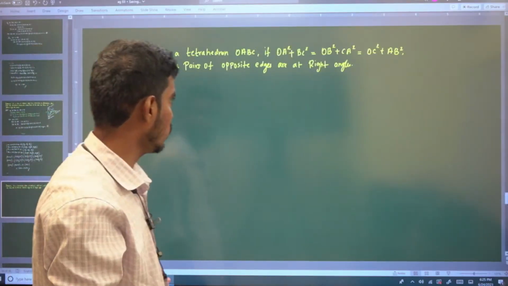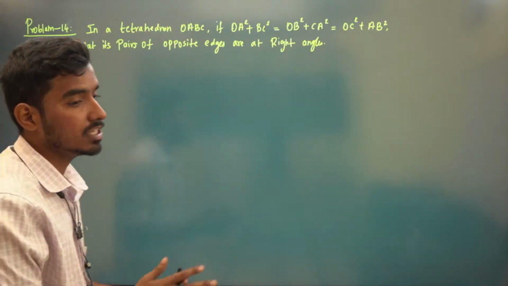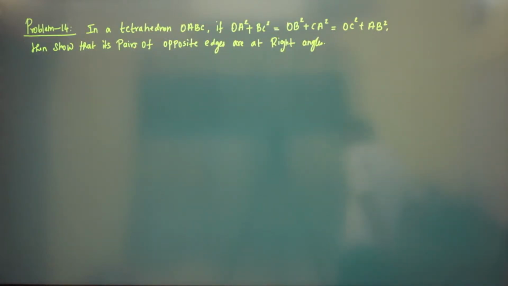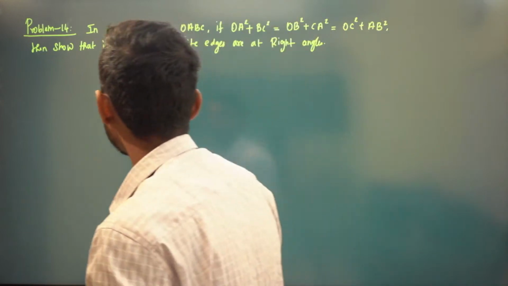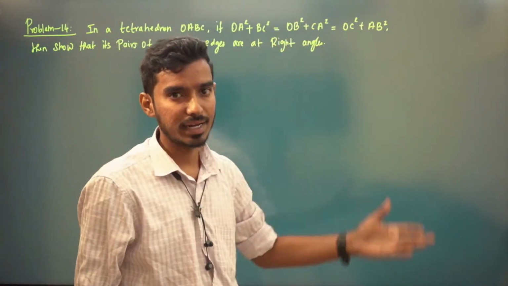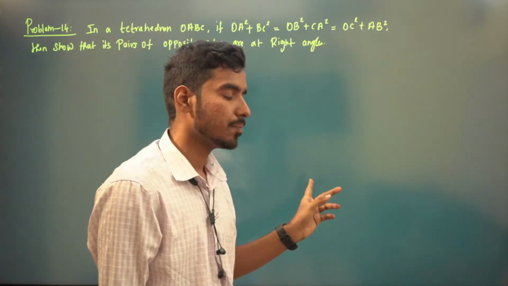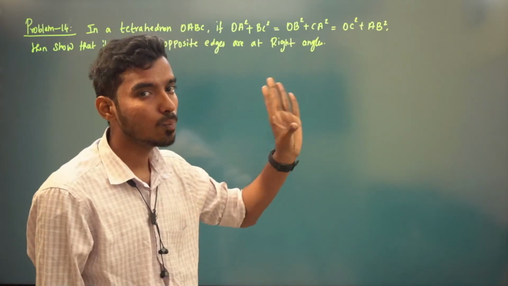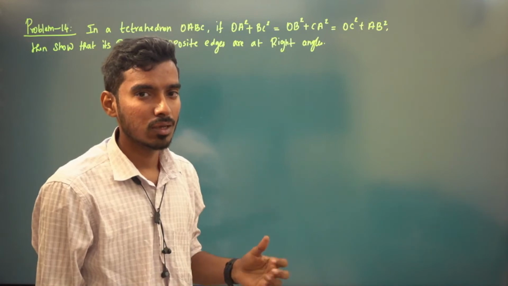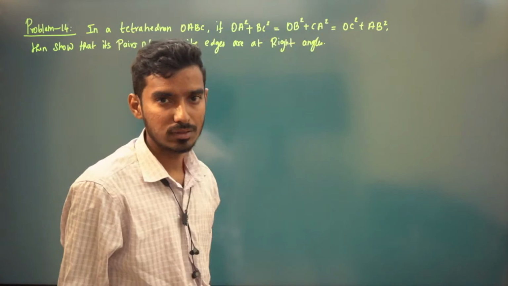In a tetrahedron OABC, if OA square plus BC square is the same as OB square plus CA square, which is the same as OC square plus AB square, then show that its pairs of opposite edges are at right angles. Very easy. If this happens, then all three are right angles. In the previous problem, we proved that if two pairs are right angles, then the third pair is also perpendicular. Now here, these three will be perpendicular if this happens. That is all we need to prove.